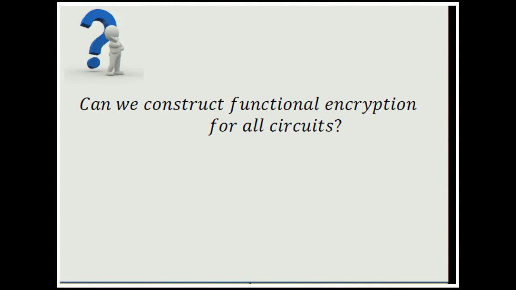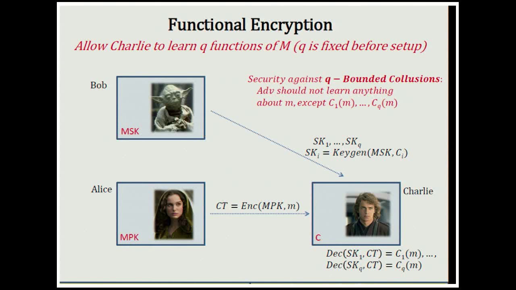Now, in this talk, I ask the following question. Can we actually construct functional encryption for all circuits? And the answer that I give you is yes, with a small catch. And what is the catch? Well, the catch is that the number of functions that Charlie can compute is now going to be bounded by some Q. And this Q is going to be fixed before the setup.